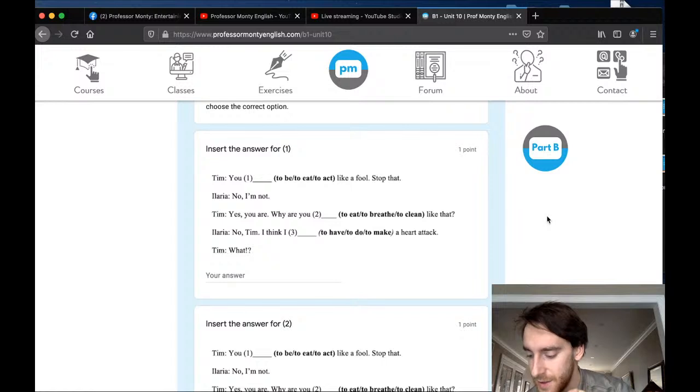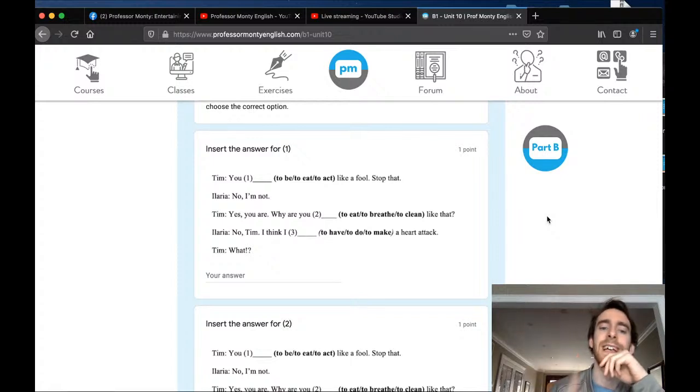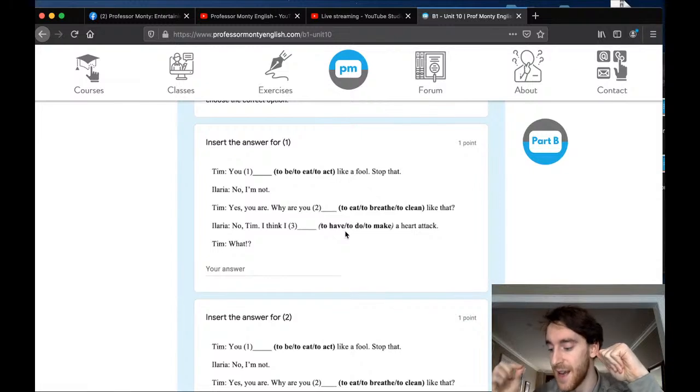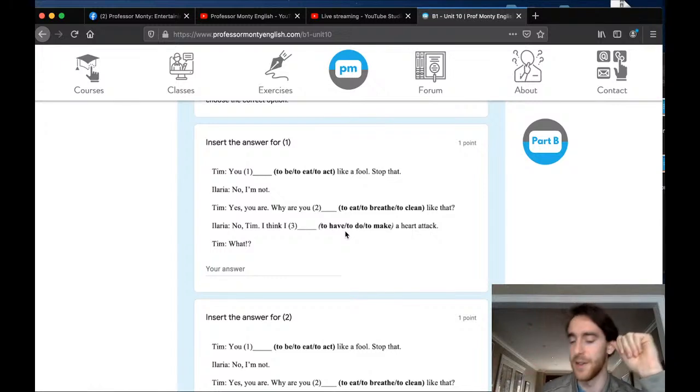So Jonathan and Takeshi both say breathing and having. Okay, so very good. Yes, you are. Why are you breathing like that? No, Tim, I think I am having a heart attack. Right? Even though, right, have is a state verb, right? Usually, right? It's a state verb. But here, it's an experience. You're experiencing something. So it can be the present continuous. I am having. Okay, so Jonathan says, yes, I can hear you well. Perfect, Jonathan. Thank you.